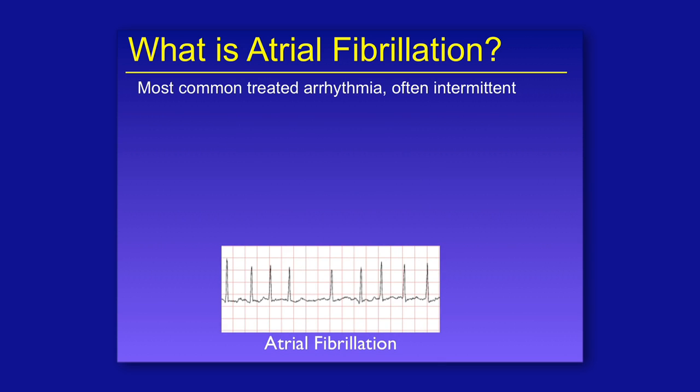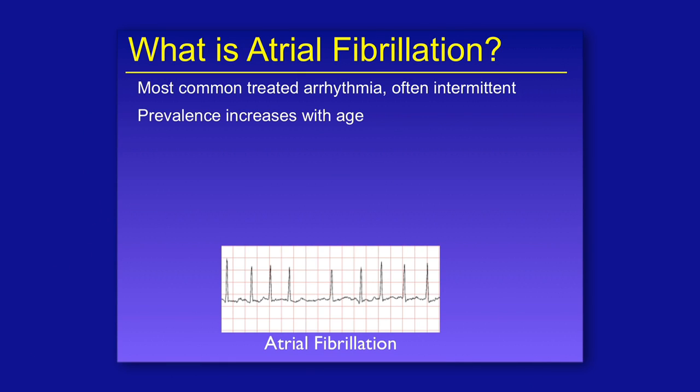The problem with atrial fibrillation is that although it's the most common treated arrhythmia and often intermittent, it can be asymptomatic, meaning the patient doesn't feel it at all. So this can be happening off and on, and you may go to your doctor's office, have a normal rhythm, and then leave and be in atrial fibrillation and not even know it. Why do we care if somebody's in atrial fibrillation and they don't feel it? We'll get to that in a moment, but the prevalence increases with age. It's almost unheard of in children, and very common in the elderly.